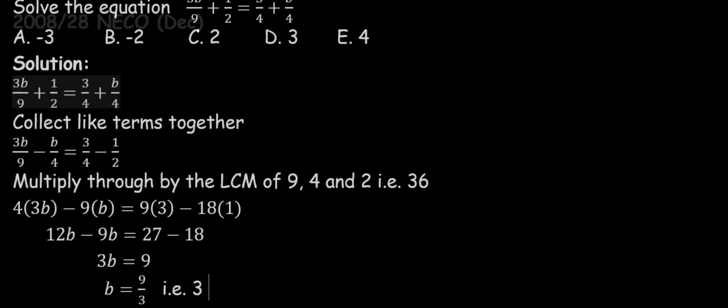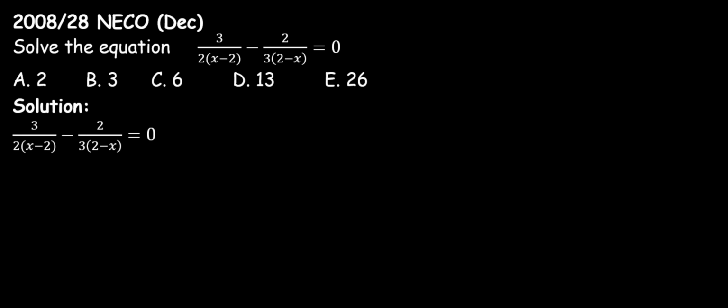Another example. Solve the equation 3/2 (x - 2) - 2/3 (2 - x) = 0. The options are given. Solution. First, we write out our problem. Then next, we separate the terms. Take the one that has minus sign to the right hand side, and that will give us 3/2 (x - 2) = 2/3 (2 - x).